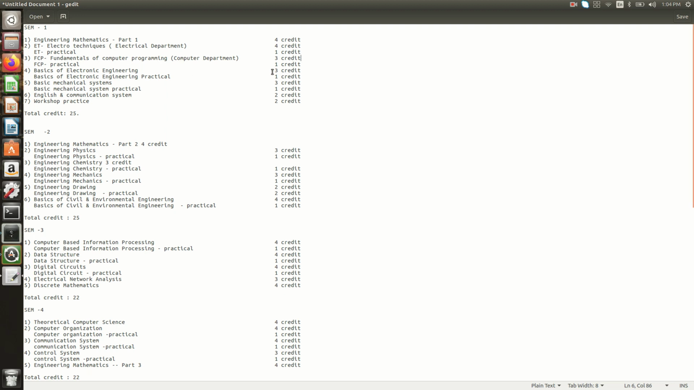Fundamentals of computer engineering, it is related to computer science. Basically C language they used to teach in this subject. Then practical, 1 credit. Another is basics of electronics, 3 credits. Basics of electronics practical, 1 credit. This is basically an electronics subject from the electronics department, and mostly in this subject you will come across semiconductors and all those things, most of which you have studied, but some new things also.